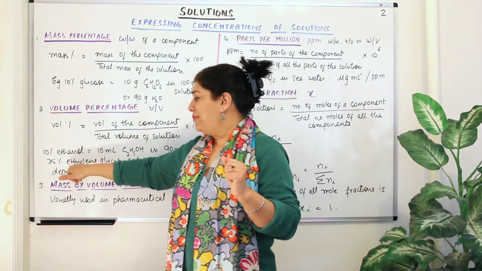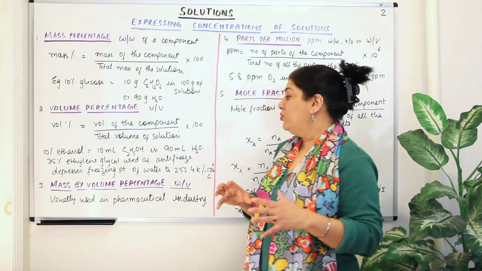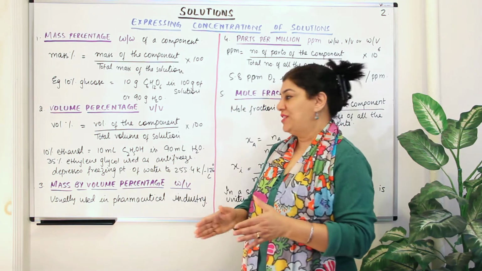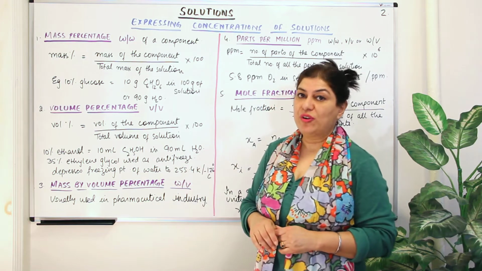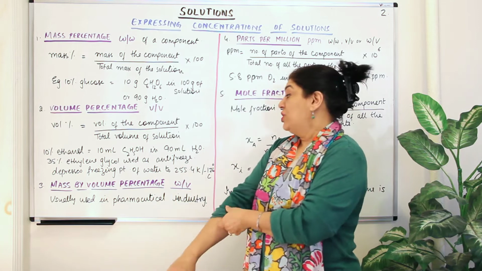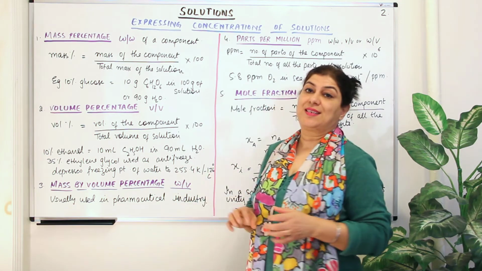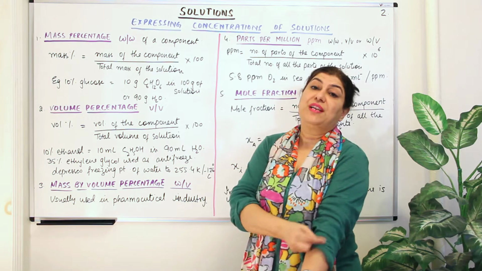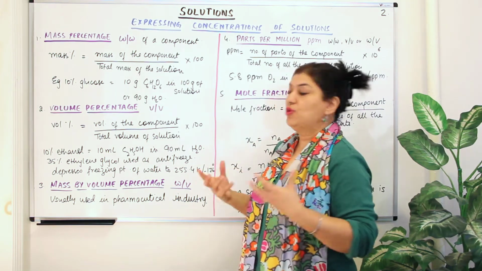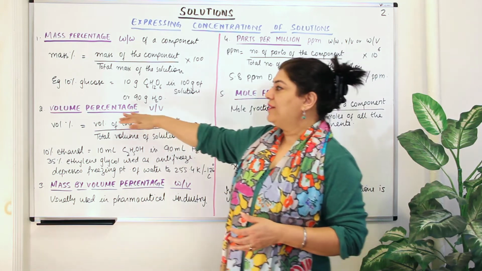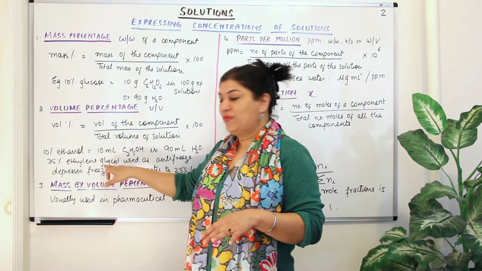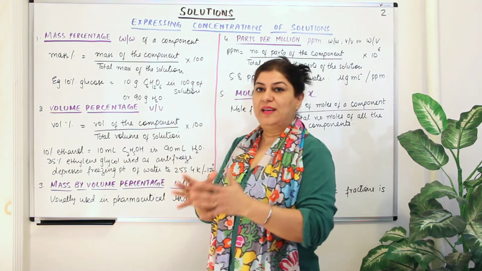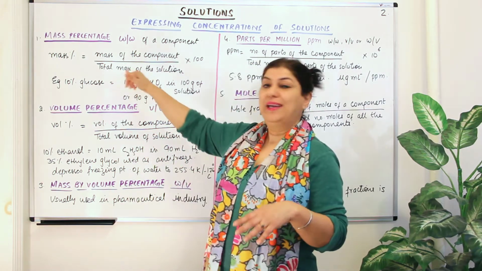Do you know that a 35% solution of ethylene glycol is used as antifreeze in cars? Why is it used as an antifreeze? Because it depresses the freezing point of water to 255.4 Kelvin. 273 Kelvin is 0 degrees Celsius, so it reduces it by 17.6 degrees; that is, at minus 17.6 degrees Celsius the antifreeze freezes. So it depresses the freezing point, and therefore it is used as an antifreeze. To make that, the percentage is 35% of ethylene glycol, and the percentage is in terms of volume. So we say it is a 35% ethylene glycol solution by volume, not by mass.